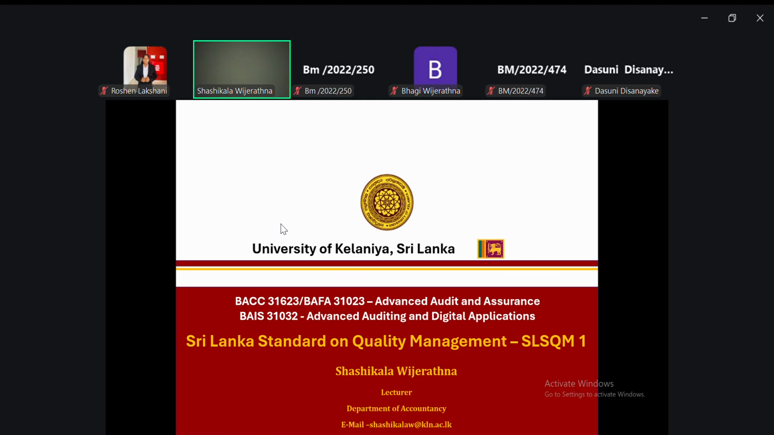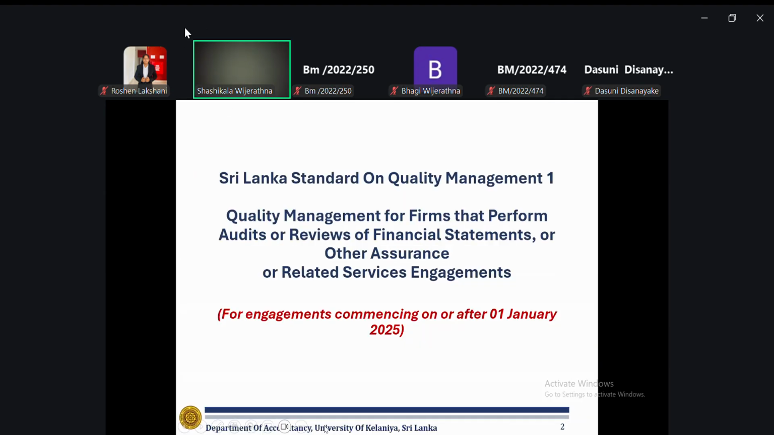Today we are going to discuss the Sri Lanka Standard on Quality Management, that is SLSQM. Before introducing this SLSQM, what was the applicable standard? Chartered students, do you remember what auditing standard we had before this was introduced? This was effective from 1st Jan 2020.